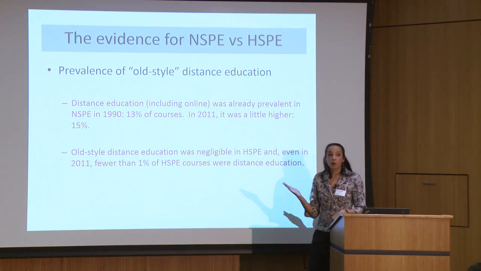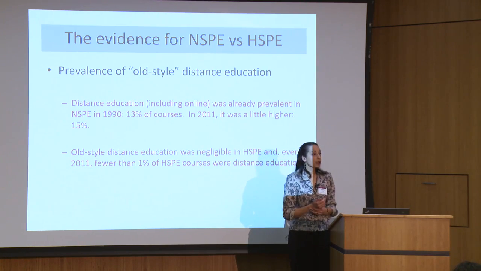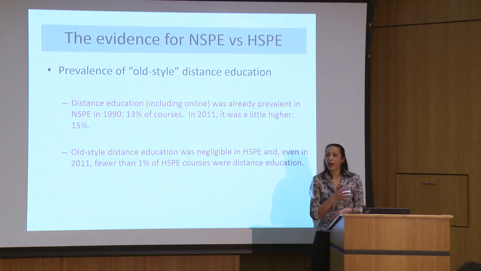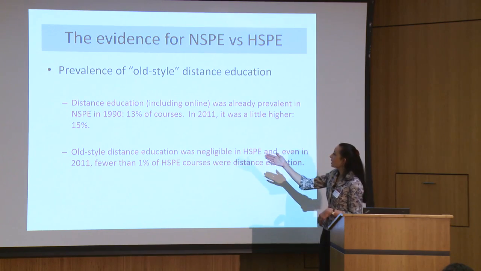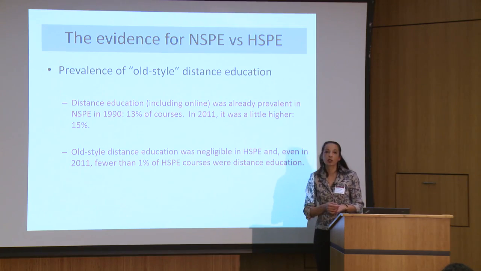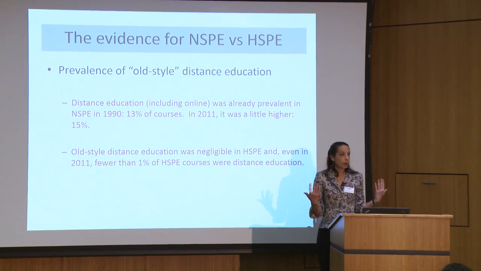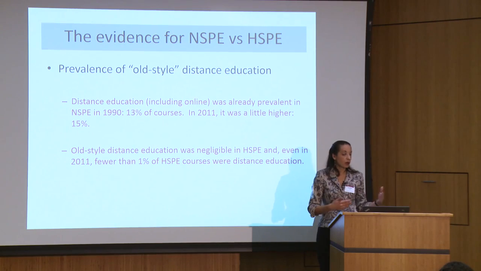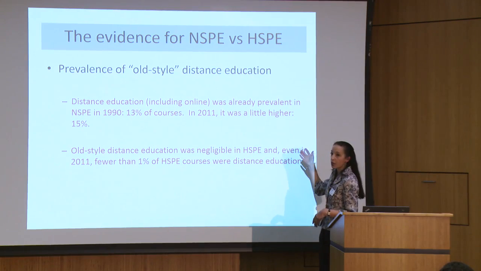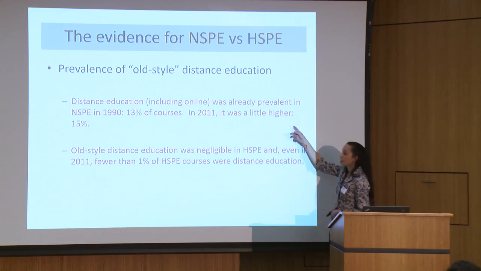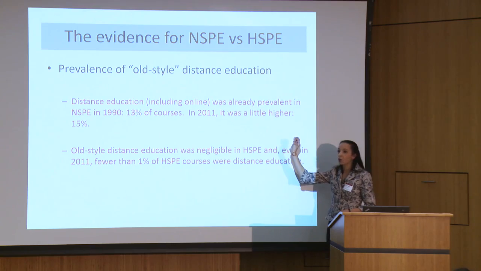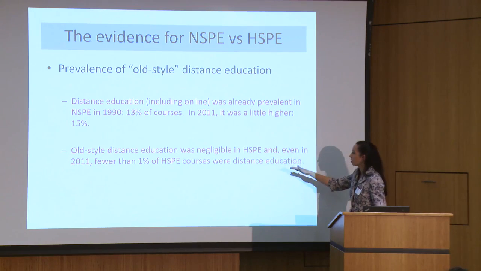Old-style distance education was already somewhat common at non-selective institutions, really even going back into the 1970s and 80s, although it was more like correspondence courses. But by 1990, 13% of all courses at those institutions were taught by distance education. It would seem crude by today's online education standards, but they were doing it. Today, about 15% of all courses at these institutions are taught by online or other distant means. That does not mean flipped classrooms. These would be truly distant. They don't ask about flipped classrooms in the sort of questionnaires we have for institutions.